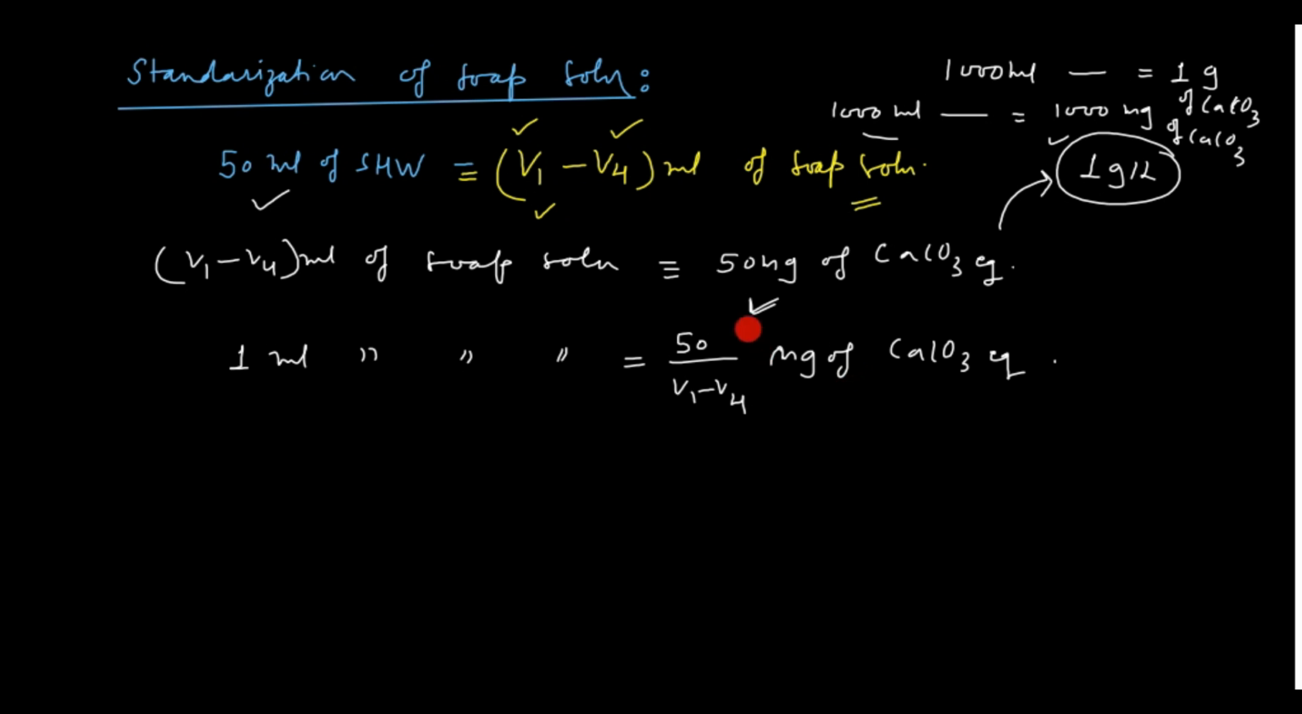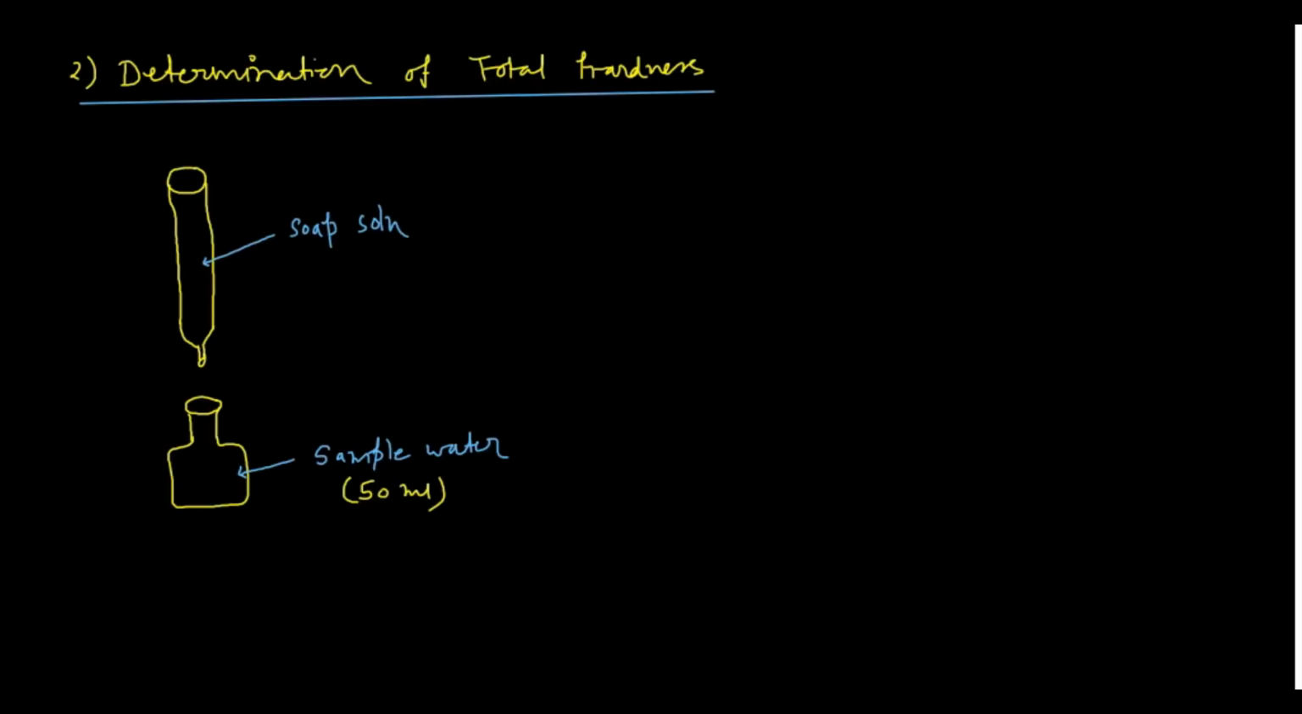So we need to incorporate this particular factor in each and every calculation which we will make during this method. Okay. So now my next method is the determination of the total hardness. Now again same thing I'll do. I'll take the soap solution here, which I have already standardized, and I know the data about this soap solution.